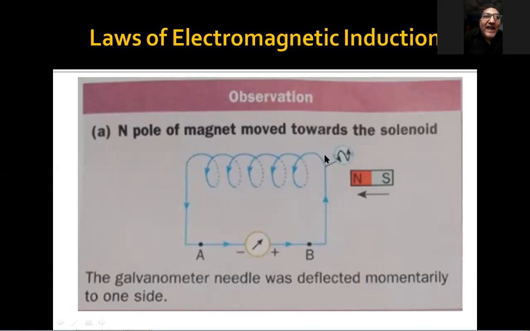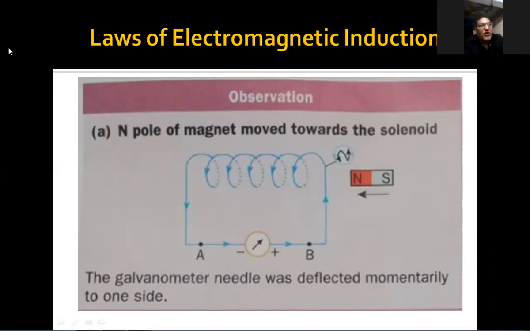And why will it have the north pole here? The reason is that it will try to oppose this approaching north pole. To stop the motion of this approaching north pole, the right side of this solenoid will become a north pole. I hope that you have understood this.